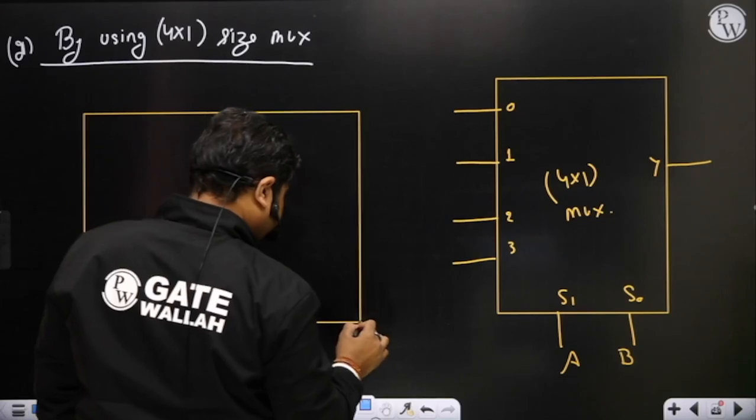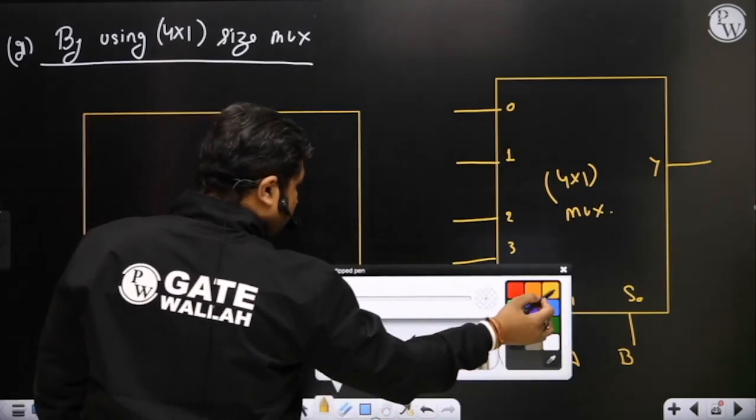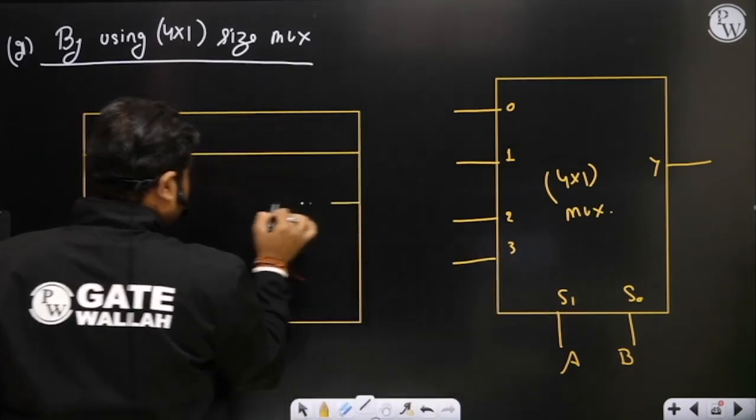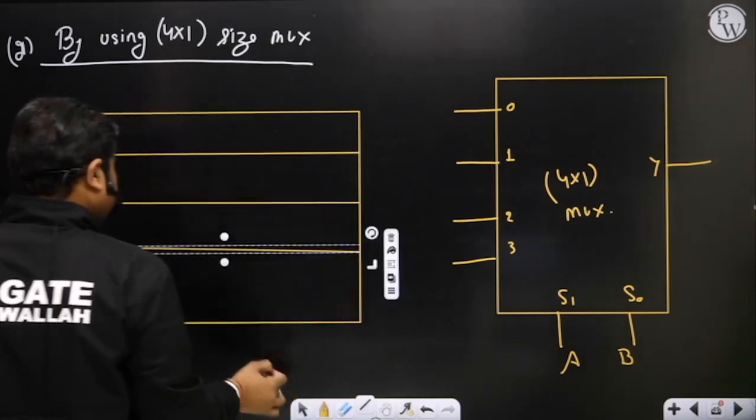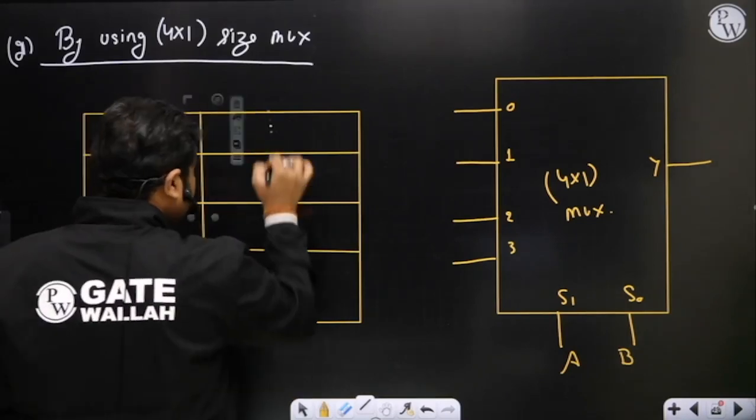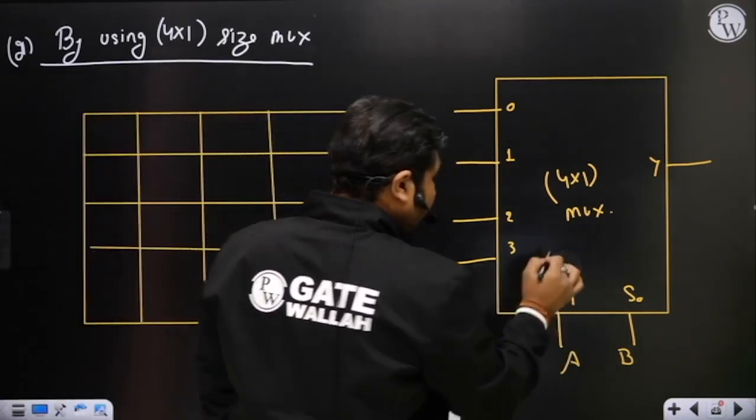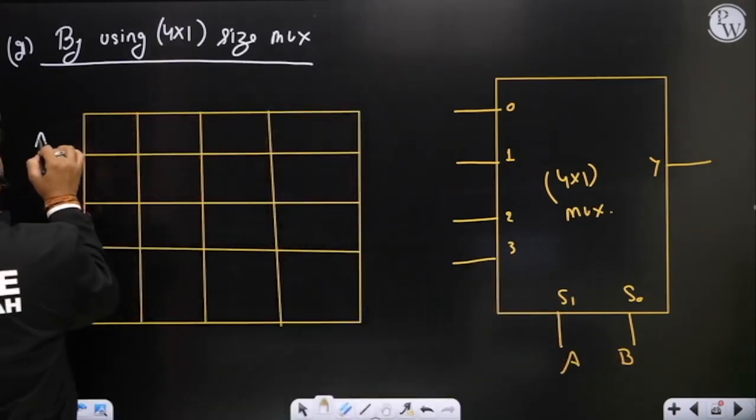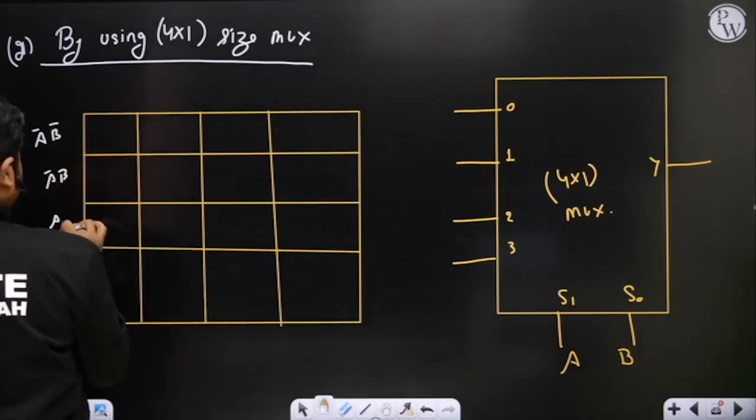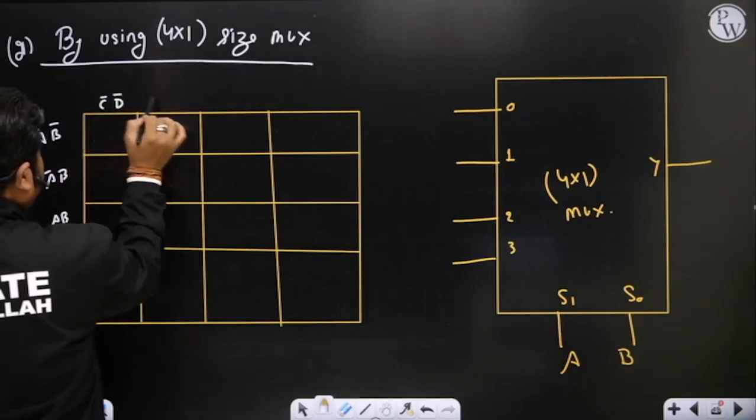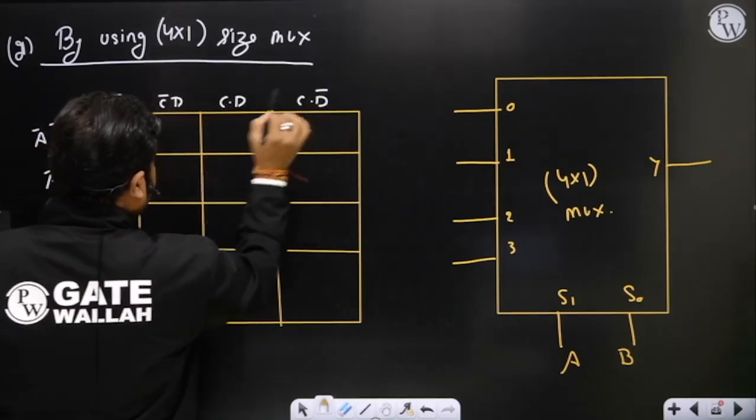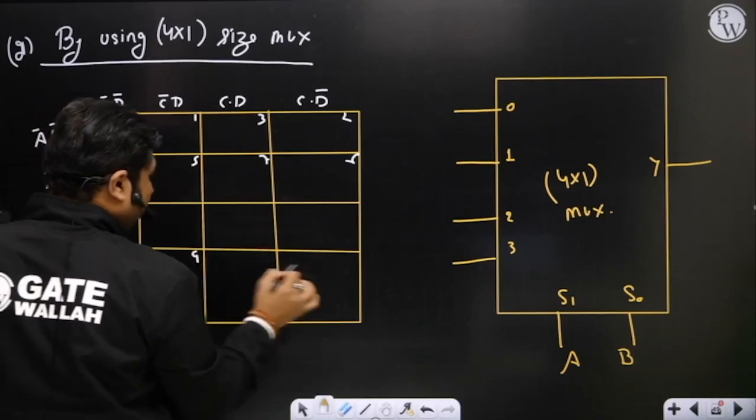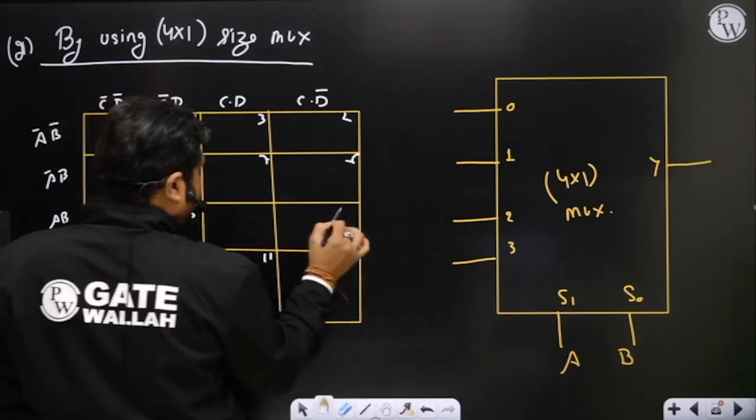Now, please observe here. For that, I am going to draw a K map. There is one advantage of using a K map here. It's a special case: instead of n minus 1, I am connecting variables as n minus 2. So, A bar B bar, A bar B, A B, A B bar; C bar D bar, C bar D, C D, C D bar; and the cells 0, 1, 2, 3, 4, 5, 6, 7, 8, 9, 10, 11, 12, 13, 14, 15.